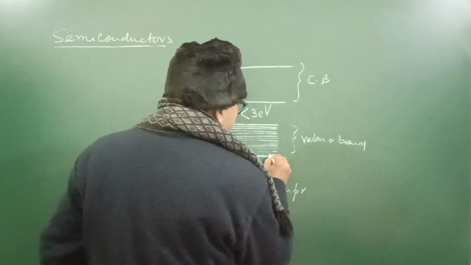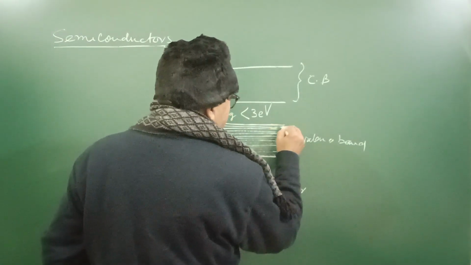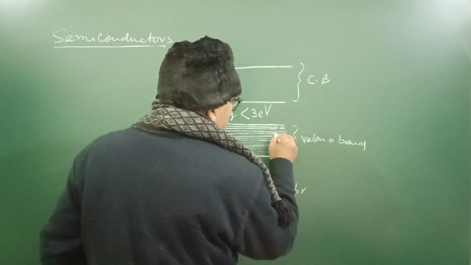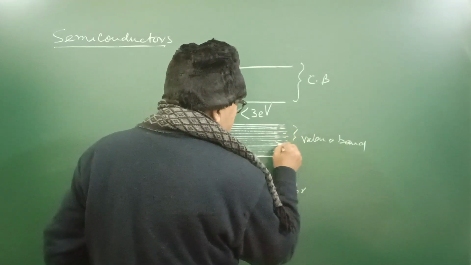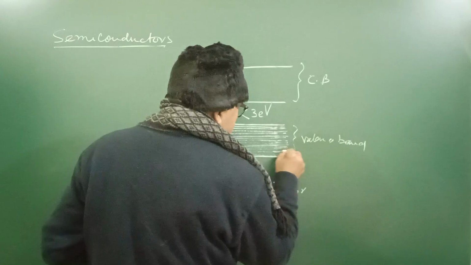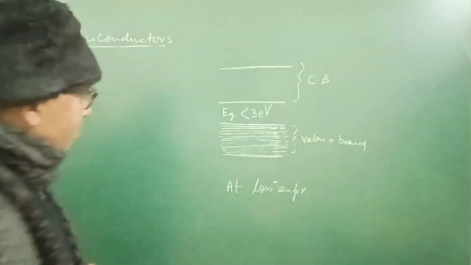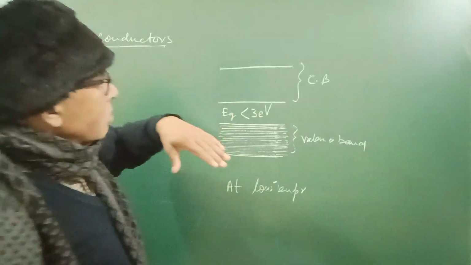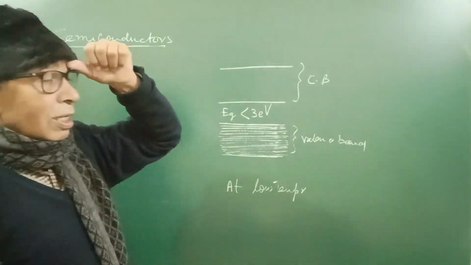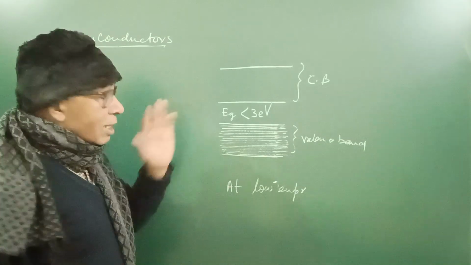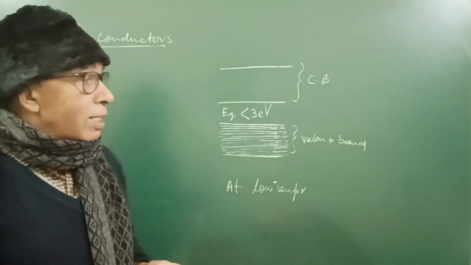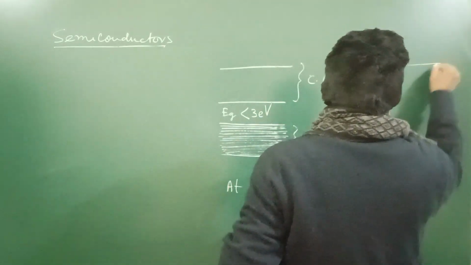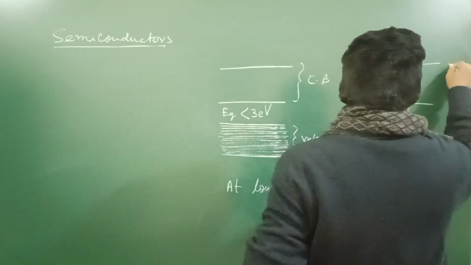Our aim is only to explain why the semiconductor conducts electricity at room temperature, not at temperature close to 0 Kelvin. Because at that low temperature there are no electrons in the conduction band, and the electric field cannot provide that much energy. But what happens at room temperature?